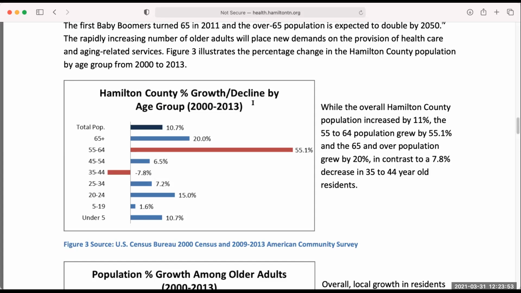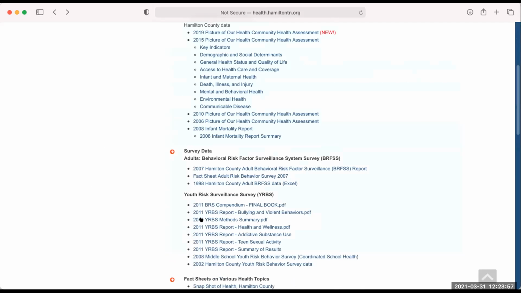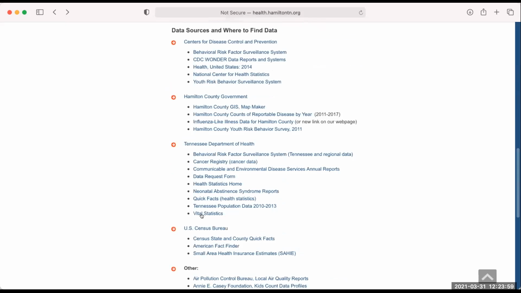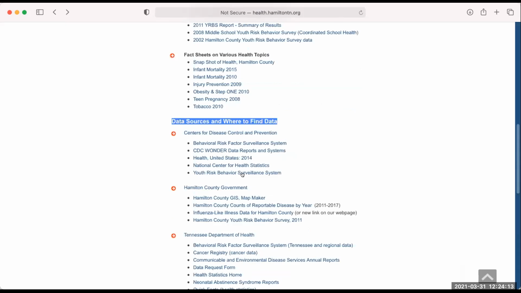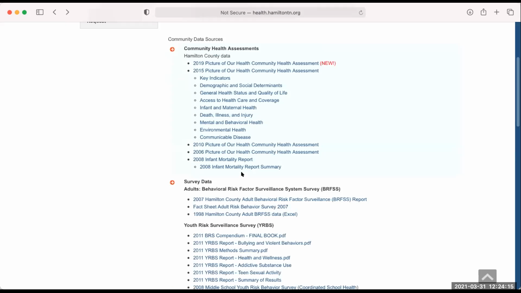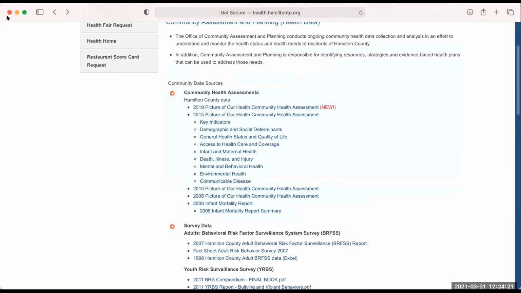So there's a lot of data here, and on the county website, you can find a gateway to many different sets. And they even have this data sources and where to find data if you're looking for comparative things, or you're trying to get stuff specifically administered and collected by the county. And most counties nowadays will have something of this sort, although it may be gathered at the state website level instead. Speaking of which, let us back up.